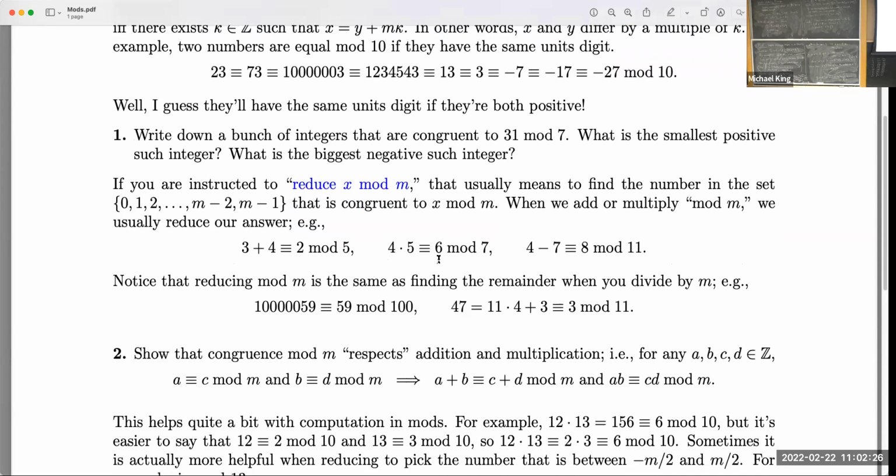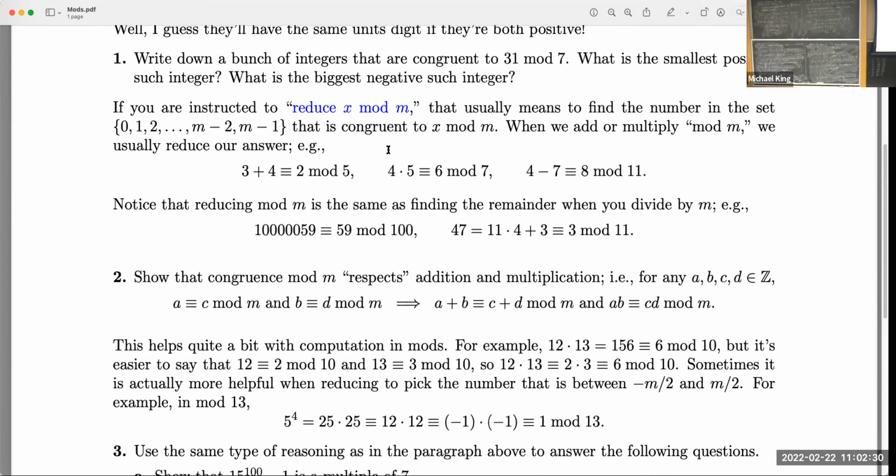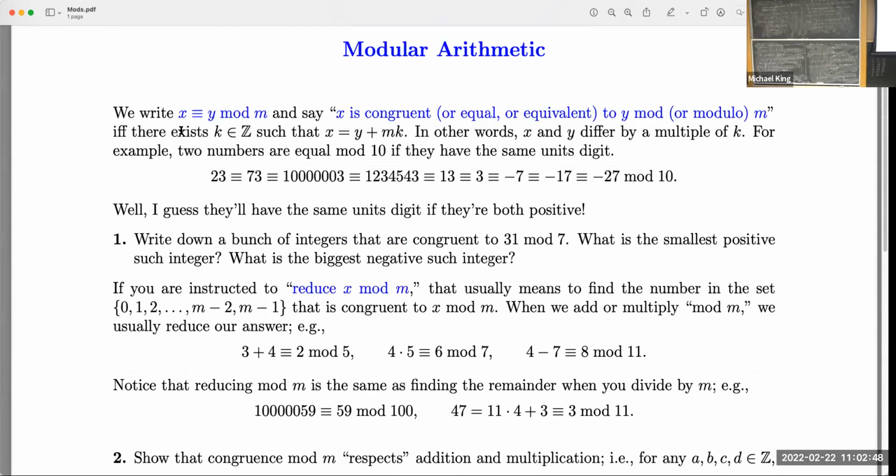Maybe I was going to just have us do some group work, actually. I will say sometimes you're told to reduce mod m, which means to find the number equivalent to it between 0 and m minus 1. So mod 10, you find the number between 0 and 9. In other words, take the units digit. If I took this number and said reduce mod 10, you could just say 3, because you just look at the last digit.